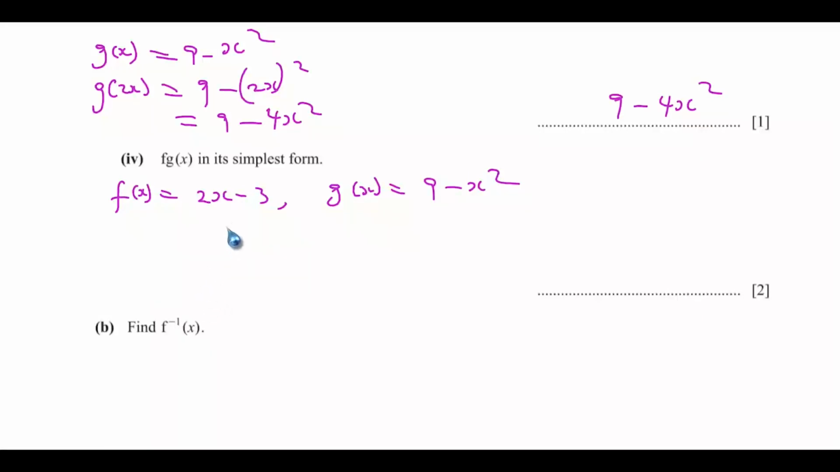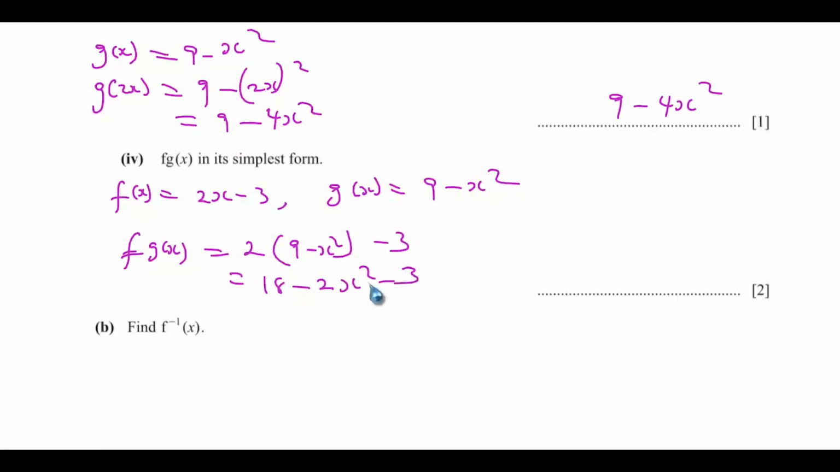To get fg of x, anywhere we see x in f of x, we pass in g of x. So fg of x will be equal to 2 into, instead of x now, we pass in 9 minus x squared, then minus 3. If you expand this bracket, you have 18 minus 2x squared minus 3. 18 minus 3 will be 15, then minus 2x squared will be our final answer: 15 minus 2x squared.